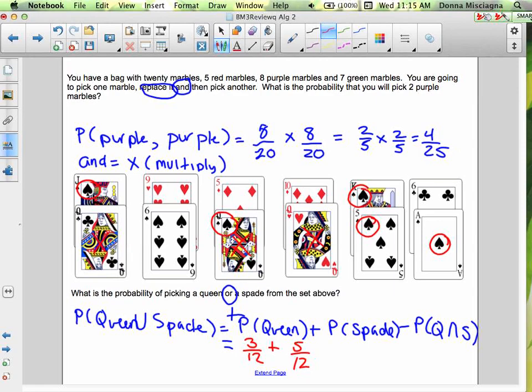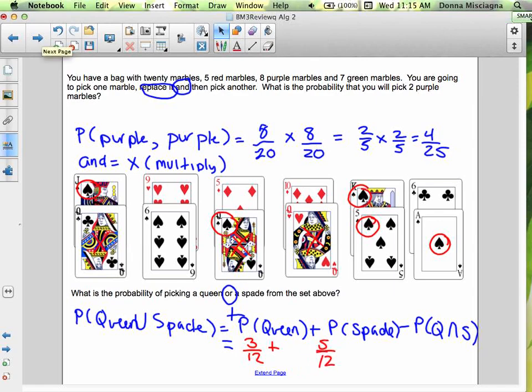But if we were just to say the probability was 8/12, we would be wrong because I counted one card twice. I counted the queen of spades for the queens, and I counted her for the spades. So I have to subtract off the probability of being a queen and a spade. So the 3/12, I should move that over a little bit. I'm going to move these numbers over so you can kind of see.